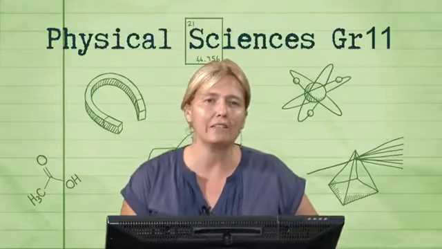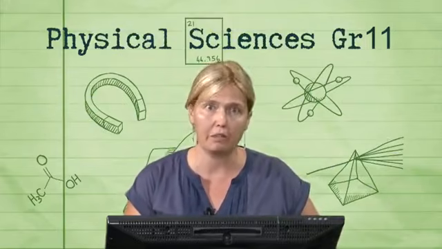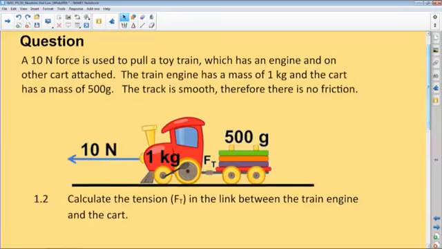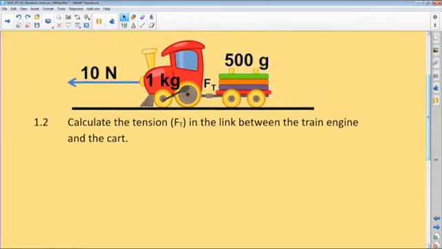Welcome back. Let's get back to our train question and see if we can solve the next part. Part 2 asks us to calculate the tension in the link between the train engine and the cart. Now remember, from our previous calculation, we had worked out that acceleration is equal to 6.67 meters per second per second. So we have two options now.